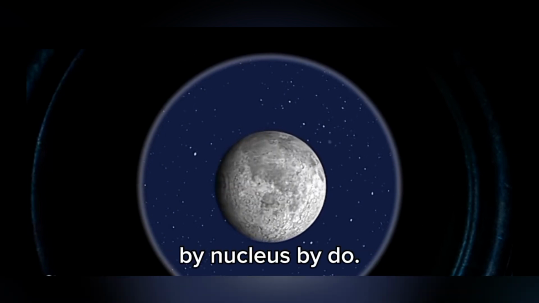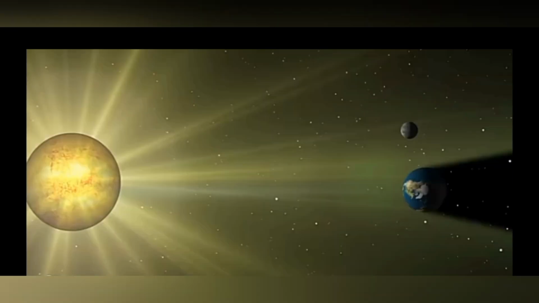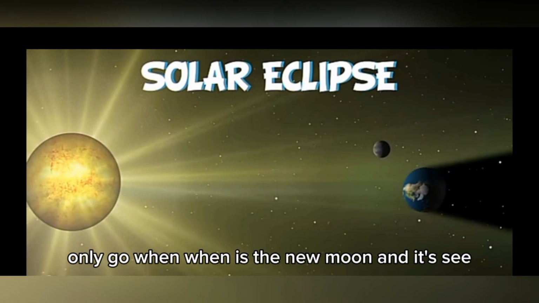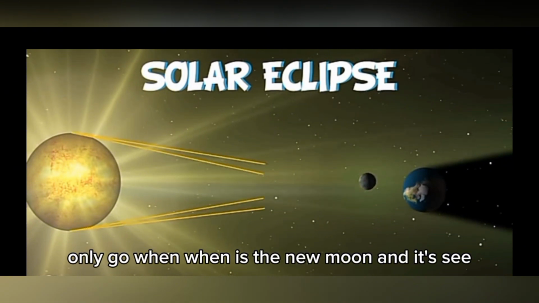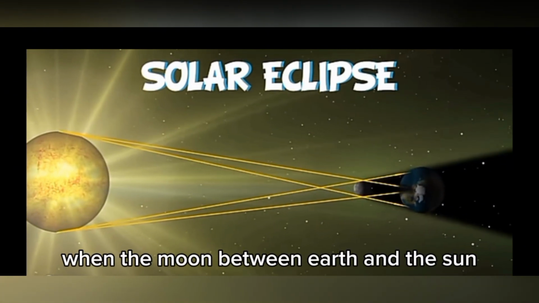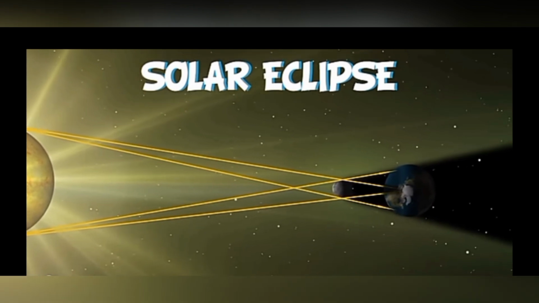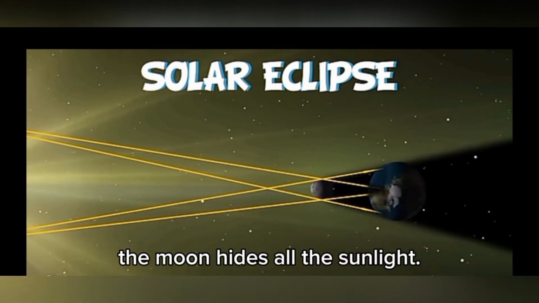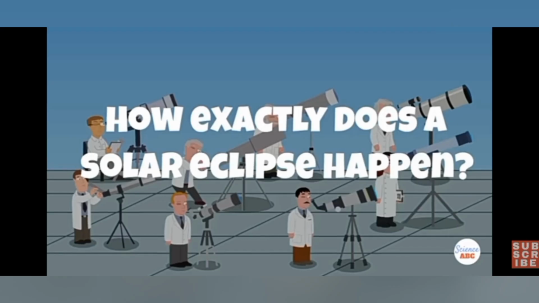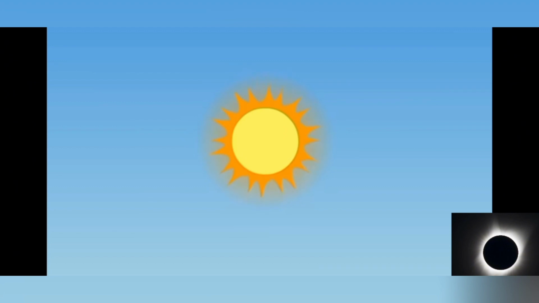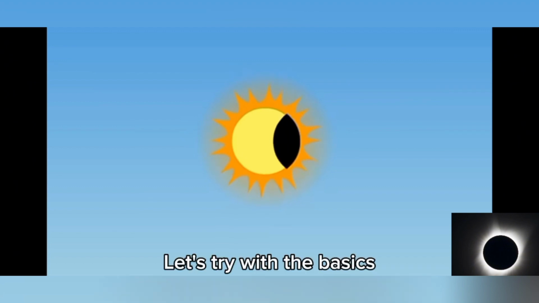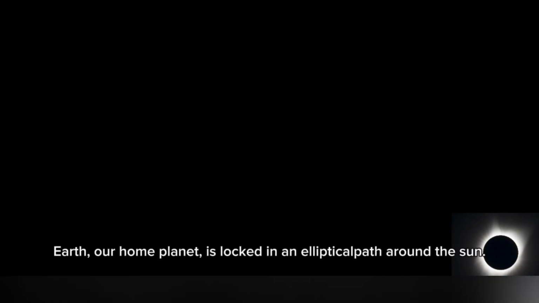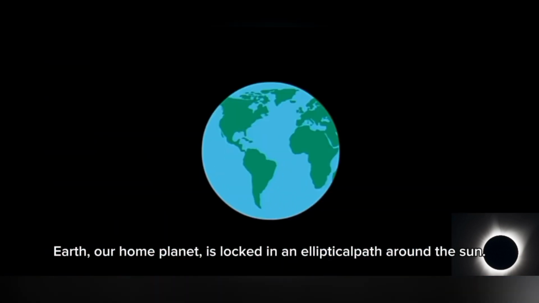A solar eclipse only happens at the new moon, and it is seen when the Moon is between the Earth and the Sun. The Moon hides all the sunlight. How exactly does a solar eclipse happen? Why does the Sun sometimes partially or even completely disappear from the sky for a few minutes? Let's start with the basics.